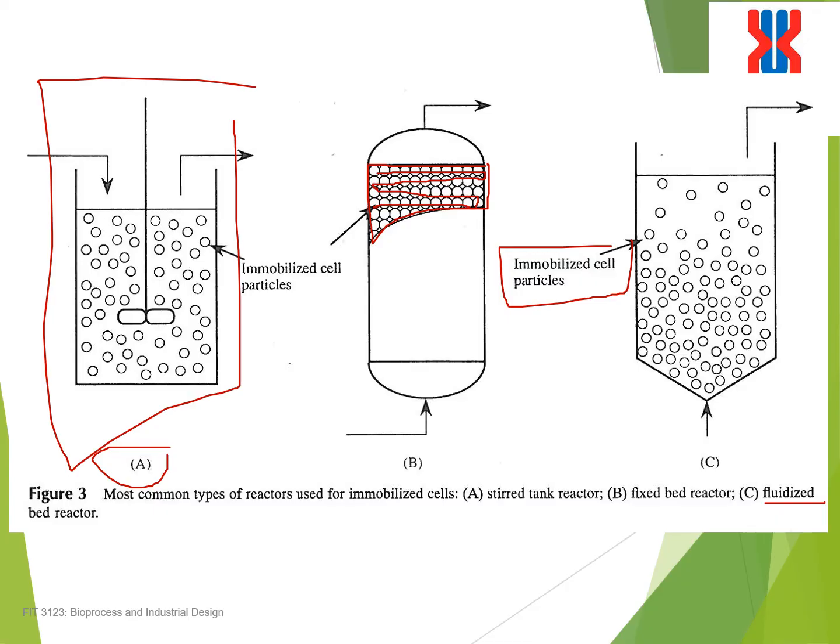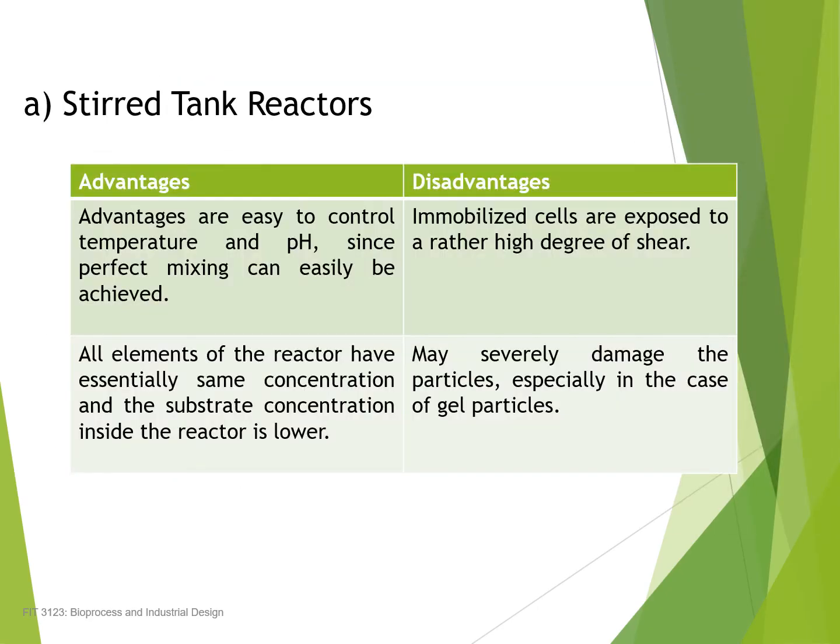Fluidized means the cells move freely, but it is not free enzyme. The cells that are already immobilized will move freely inside this bioreactor. Okay, we go to the first one, the stirred bioreactor. Advantages: easy to control the pH, temperature, and also mixing is perfect.